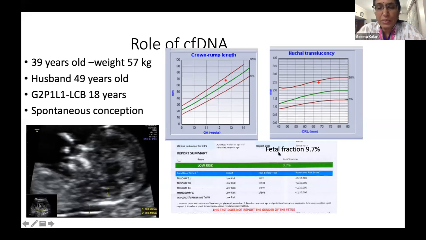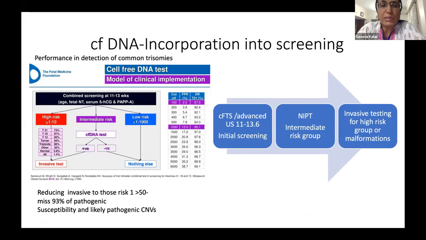There are no obvious abnormalities. NT is in the normal range. Because of high maternal age, you want to do it, and this is how you look at the report. The fetal fraction should be above 5%. Only then is the report reliable. Here you find that the fetal fraction is about 9.7% and the risk comes like 1 in 10,000, less than 1 in 10,000. So it is not a diagnostic test, it is only a screening test.